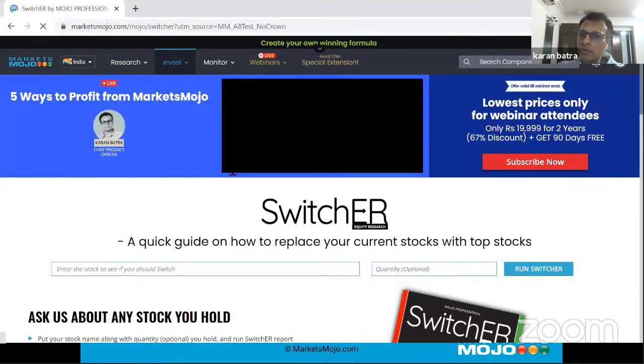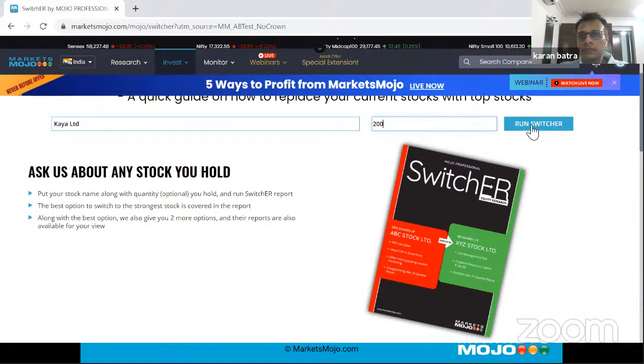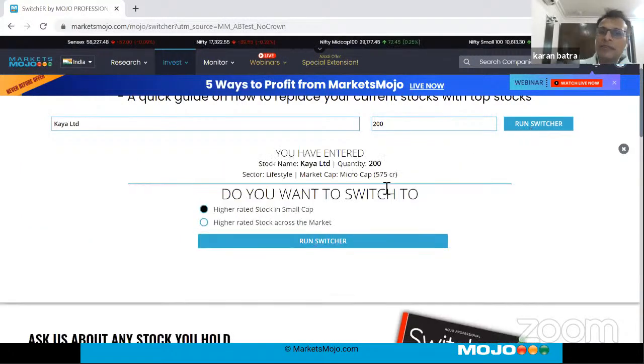It might be part of a portfolio or any stock that you're looking for a better stock in place of. So let's say I have 200 shares. This will give you the option to switch across. If there are higher rated stocks in the sector, it will also have an option to switch within the sector. In this sector, there are no better stocks. There are no buy rated stocks, and that's why it's not giving that option. It's saying you can go either across small caps or across the market.